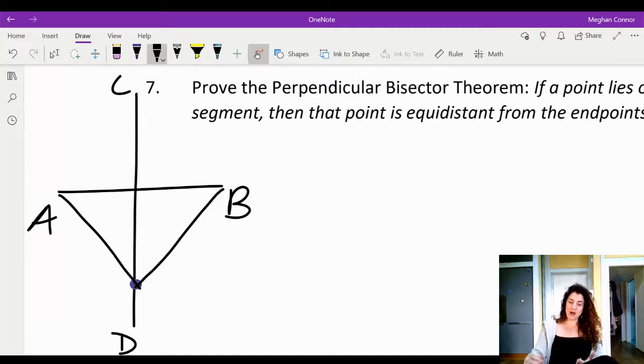Now I want to say that those 2 pieces are equal to each other, which are corresponding parts between these 2 triangles. I'm probably proving that these 2 triangles are equal. So first, let's go ahead and set up our proof.